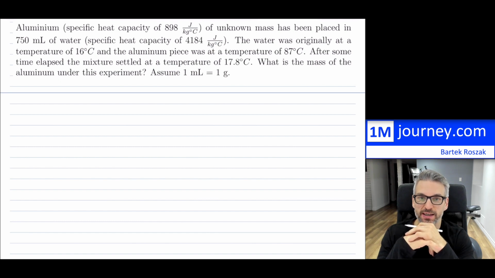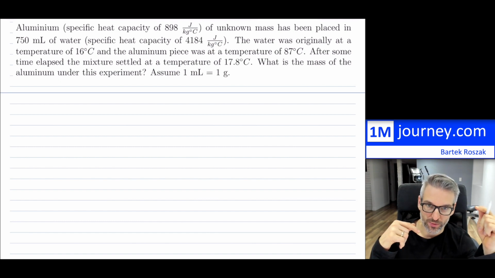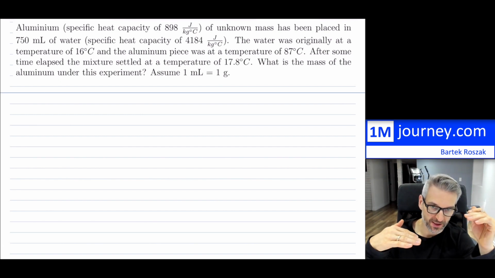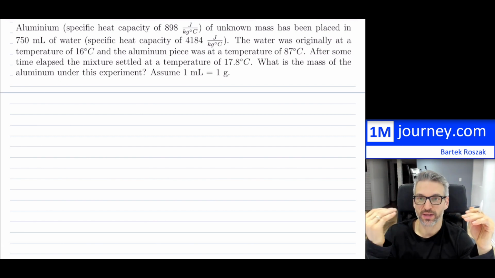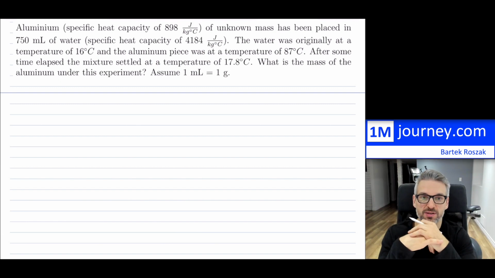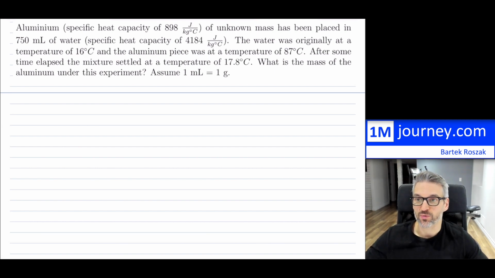So it looks like the aluminum itself was cooling, and the water was heating up, ever so slightly, really just by a degree and a little bit there. So one is losing heat and the other one is gaining heat. What is the mass of the aluminum under this experiment? And we can assume that 1 milliliter is equal to 1 gram.